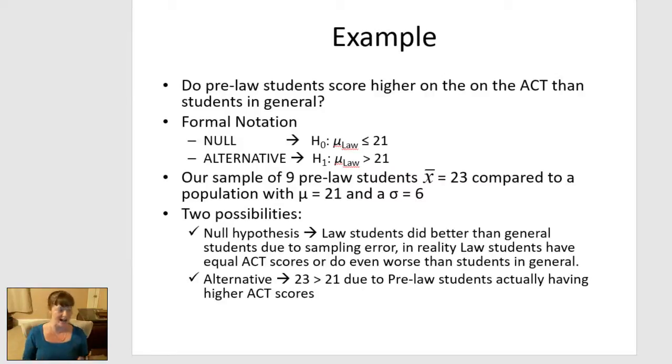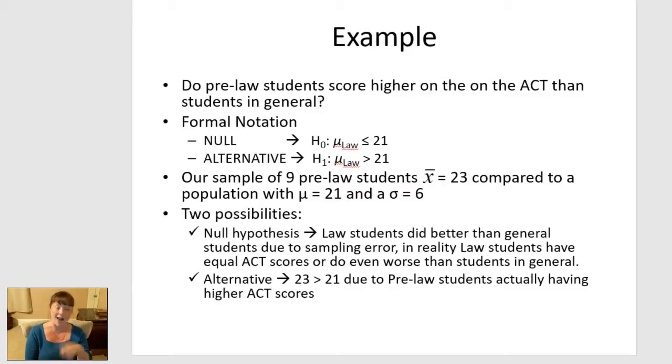But before we launch into that, I want to go over one of the examples that we went over last time, just to make sure we're all on the same page and we all remember our discussion of what null hypothesis significance testing is. And so here is my research example. Do pre-law students score higher on the ACT than students in general? So I'm trying to see if pre-law students are different than the general population of students. I've got these two groups, pre-law students and students in general, and I'm curious if there's a difference in the averages for the ACT for these two groups.